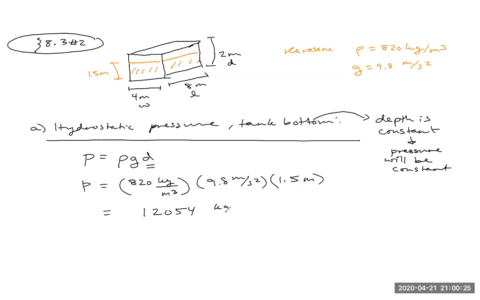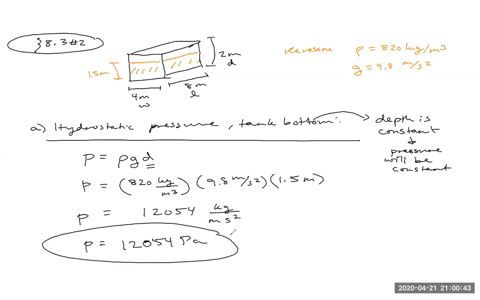12054. The units would be kilograms per meter second squared, which you wouldn't really need to worry about. It's just a good way to check, especially if you're going to be doing physics and things. It's kind of important to know what the units are equivalent to, but those are pascals. Okay, so that's the first part. Let me save this.